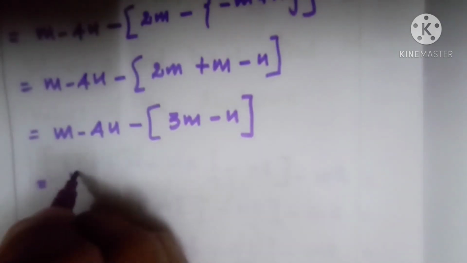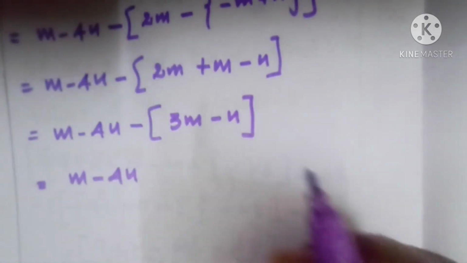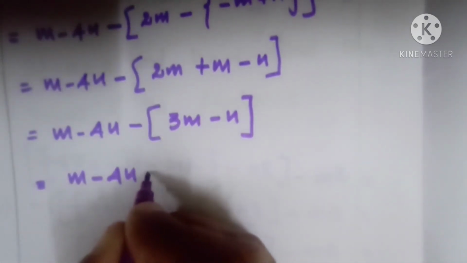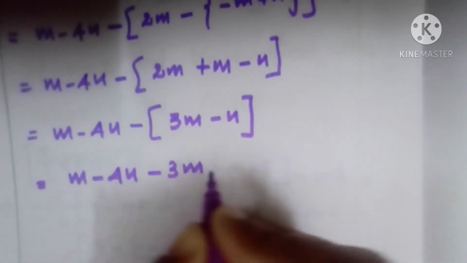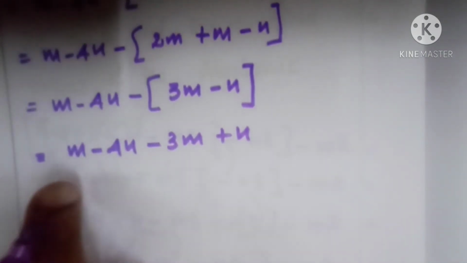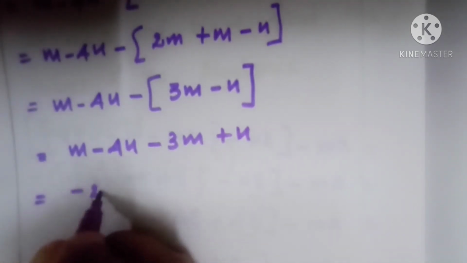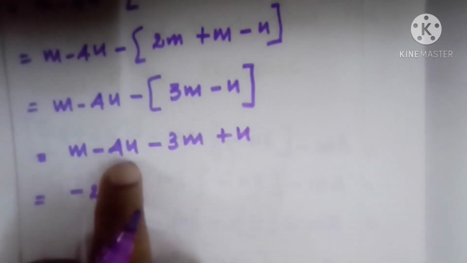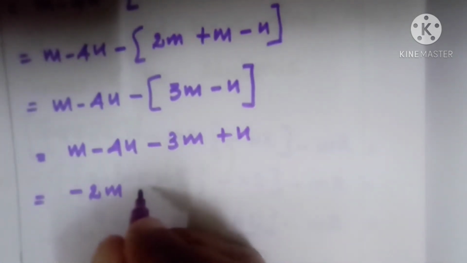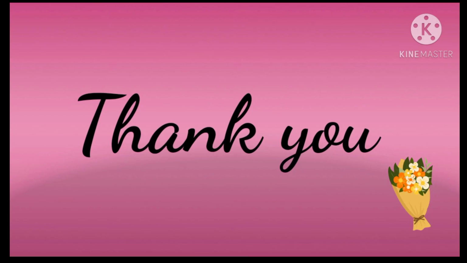Then m minus 4n minus precedes, so you have to change the symbol. We get minus 3m plus n. Now you can solve that m minus 3m. We get minus 2m. And minus 4n plus 1n, we get minus 3n. Thank you, students.